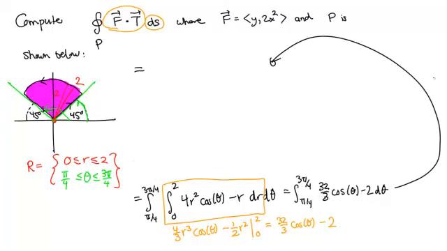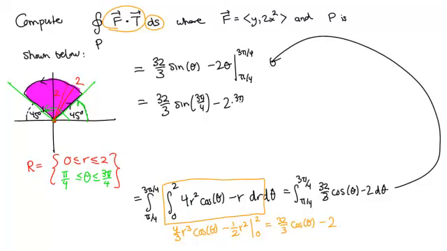Let's carry that work up here. If we integrate this expression with respect to theta, the integral of cosine is sine, so we'll have 32/3 times the sine of theta minus 2 theta, evaluated from pi over 4 to 3 pi over 4. So plugging in the top values, we're going to have 32/3 times the sine of 3 pi over 4 minus 2 times 3 pi over 4. When we plug in the bottom limit, we'll have 32/3 times the sine of pi over 4 minus 2 times pi over 4.